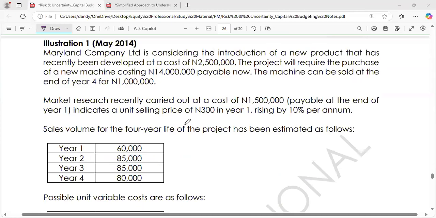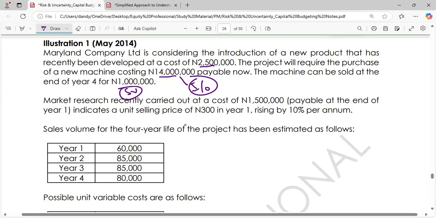Maryland Company Limited is considering the introduction of a new product that has recently been developed at a cost of 2.5 million naira. The project will require the purchase of a new machine costing 14 million naira payable now. So this 2.5 million naira, the 14 million naira, of course, is the initial outlay. The machine can be sold at the end of year 4 for 1 million naira. That's the scrap value.